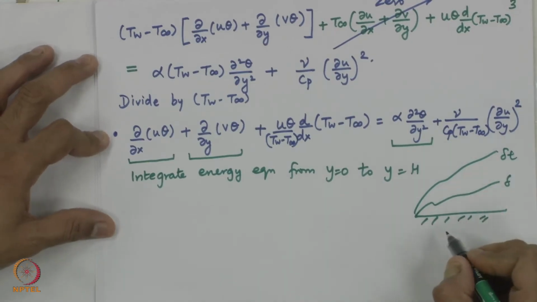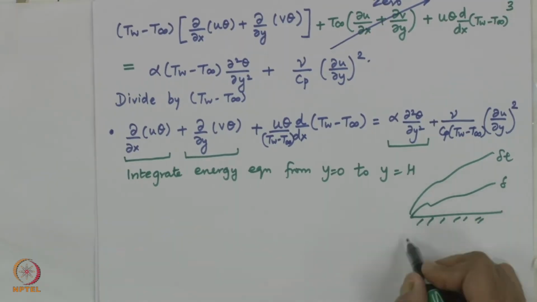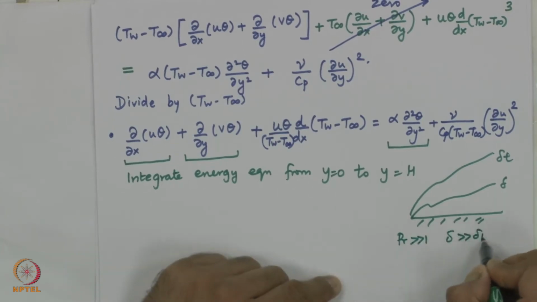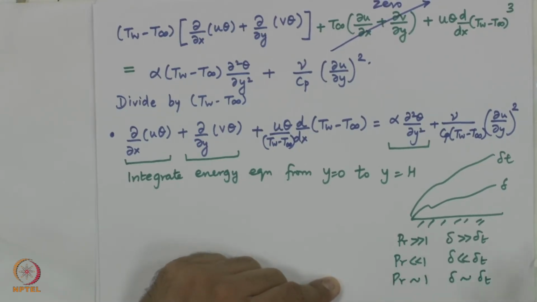Prandtl number greater than 1, we are going to have delta greater than delta t. Prandtl number less than 1, delta less than delta t. Prandtl number of the order of 1, delta is of the same order as delta t.